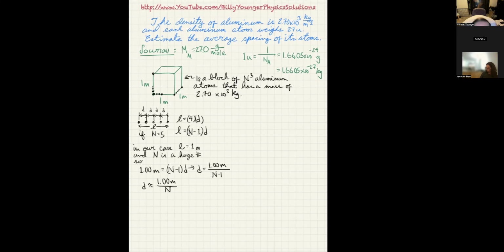Okay. So right now I've got a geometric description of a block. I have an atomic description of the block that suggests it has n cubed atoms in it, and I have a mass description of the block. So if I could somehow convert that mass to a number of atoms, then I would know n cubed.